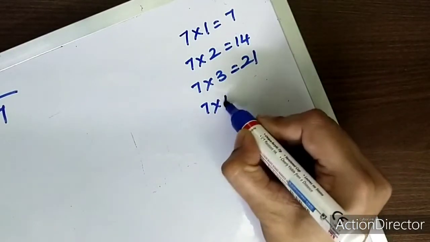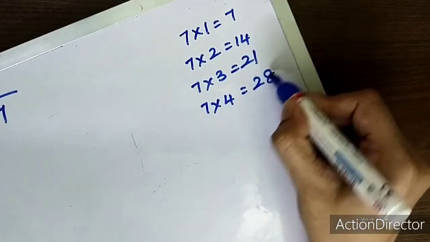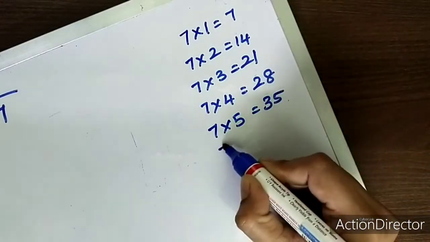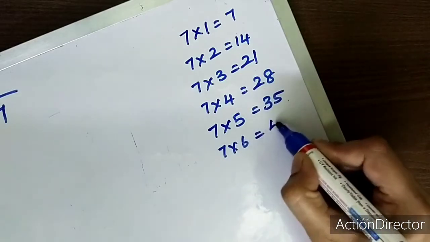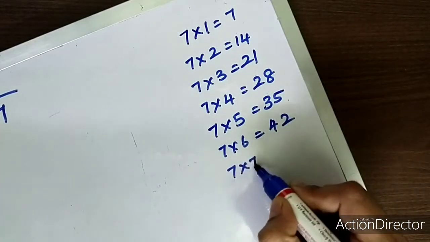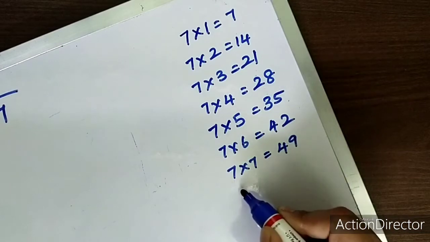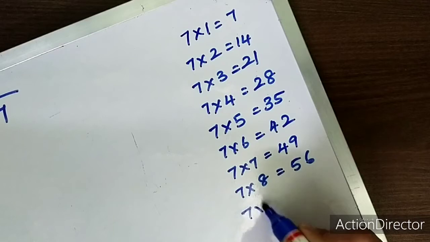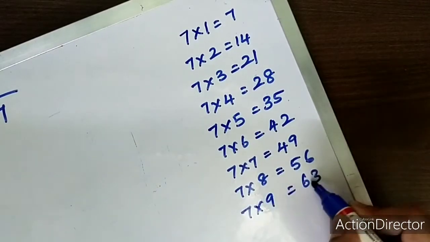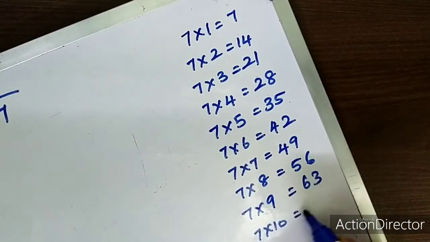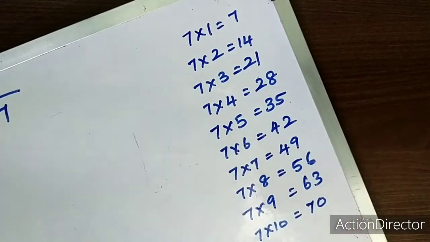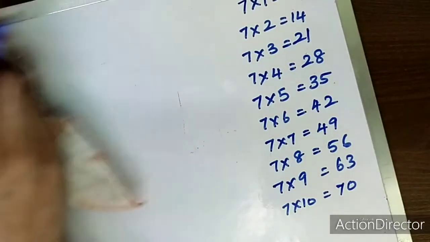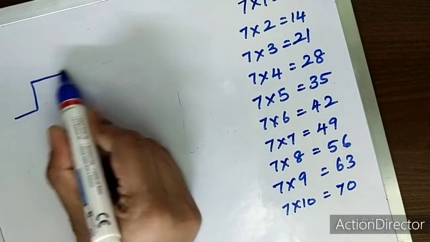7 fours are 28. 7 fives are 35. 7 sixes are 42. 7 sevens are 49. 7 eights are 56. 7 nines are 63. 7 tens are 70. So we have written the tables. Now we are going to do the division.